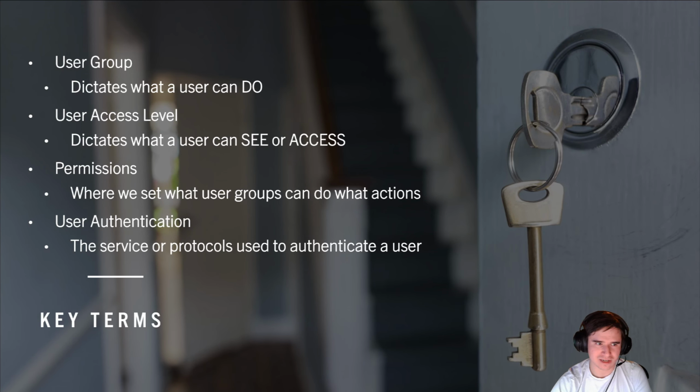So, a few key definitions here. The first one is a user group. This dictates what a user can do, which is not to be confused with the access levels, which dictate what a user can see or access. Access levels are normally more generalized than user groups. Permissions are where we set what user groups can do with actions, and user authentication is the service or protocols used to authenticate a user.